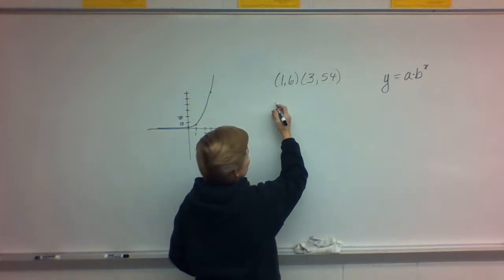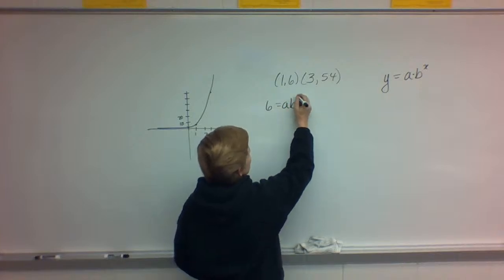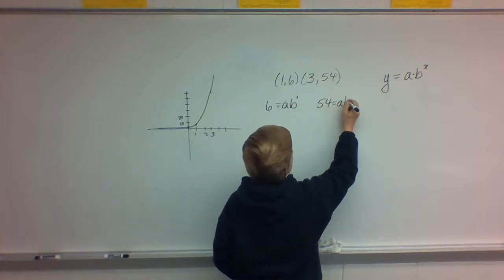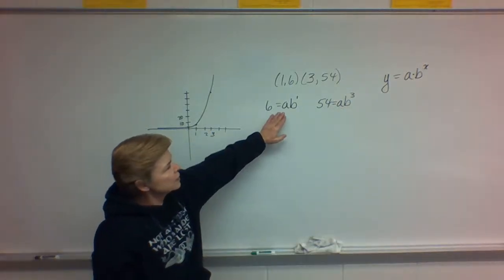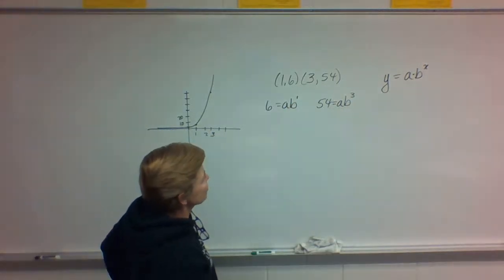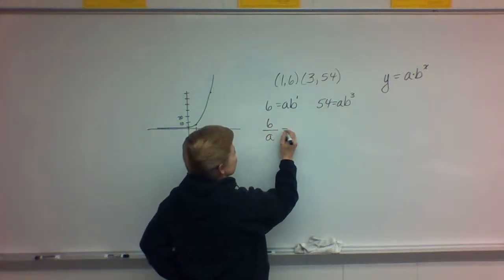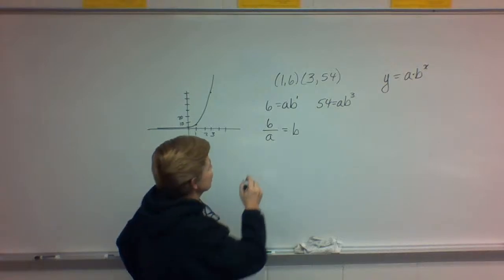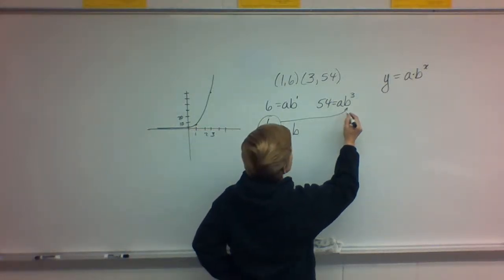We're going to do this problem using that as the standard, and I'm going to write this thing again. I'm going to write 6 equals A, B to the 1, and 54 equals A, B to the 3. I'm going to start out the same way. But when I go to solve this one with the smaller exponent, this time I'm going to solve it for B. So it's going to be 6 over A equals B. Did you follow that? That means I'm going to take this value of B and substitute it in over here.